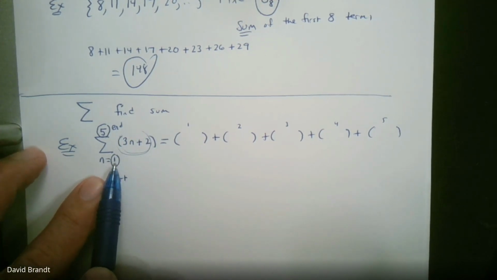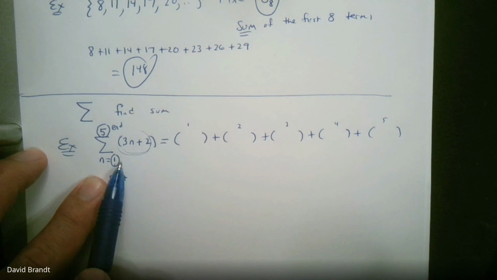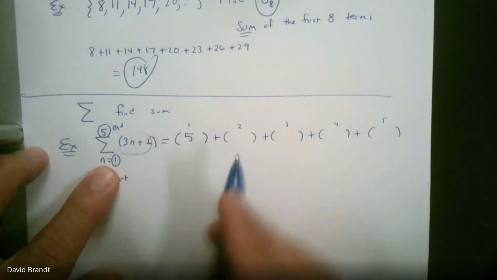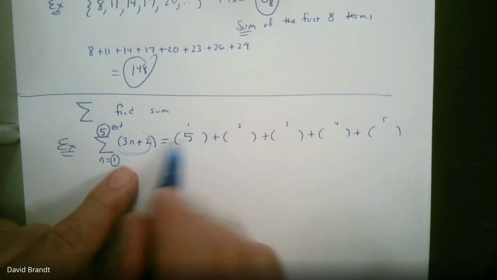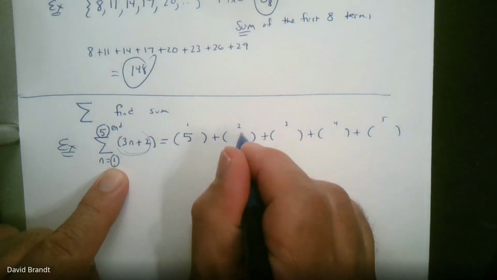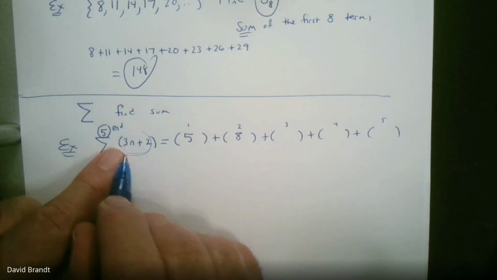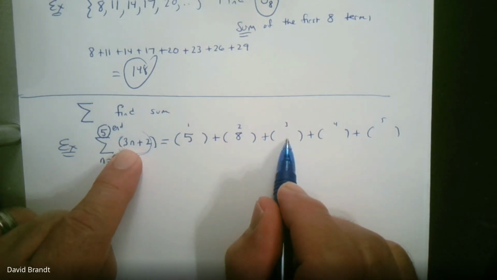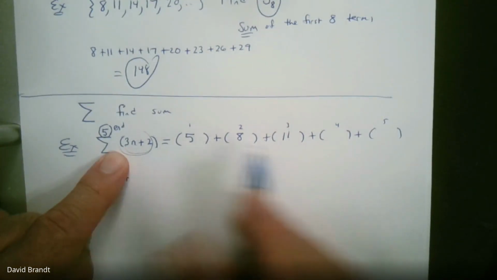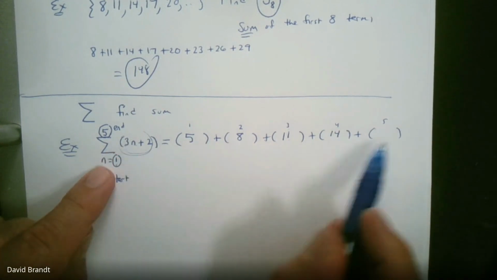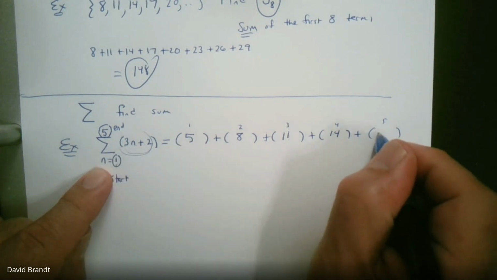All right, what do you get when you plug in 1? Well, that's 3 times 1, that's 3 plus 2, that's 5. So when you plug in 1, you get 5. Now, you've got to keep going until you plug in 5. So let's plug in 2. 3 times 2 is 6 plus 2 is 8. Now plug in 3. 3 times 3 is 9, 9 plus 2 is 11. Now plug in 4. 3 times 4 is 12, plus 2, that's 14. Now plug in 5. This is our last number. 3 times 5 is 15, 15 plus 2 is 17.